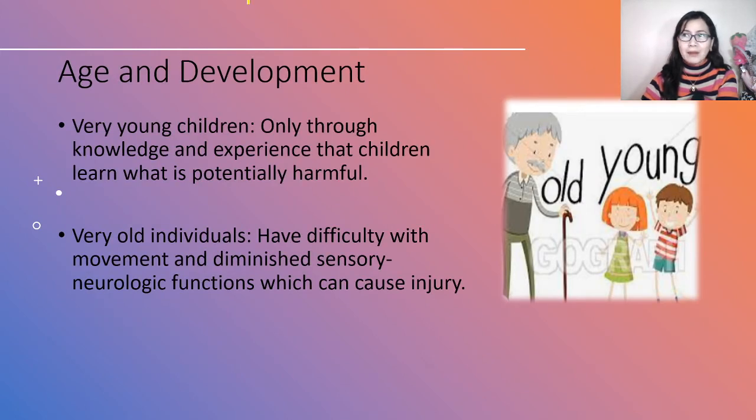So let's see what about the age and development. Take note again that we have the very young and the very old individuals. Very young children only have limited knowledge and experience to learn about what is potentially harmful. However, the very old individuals have difficulty with movements and diminished sensory and neurologic functions, which can cause injury. So take note again of the age.